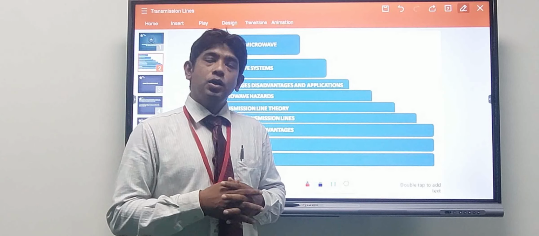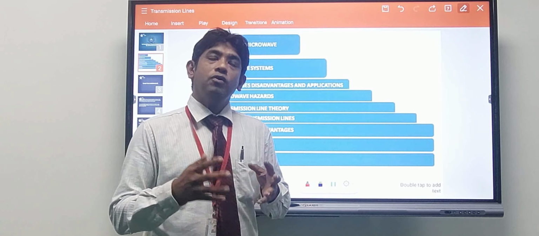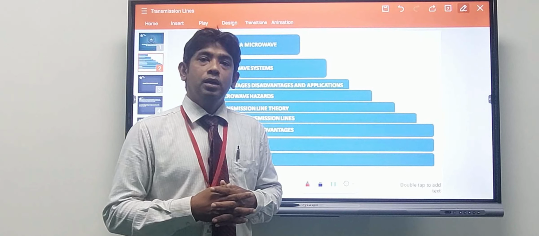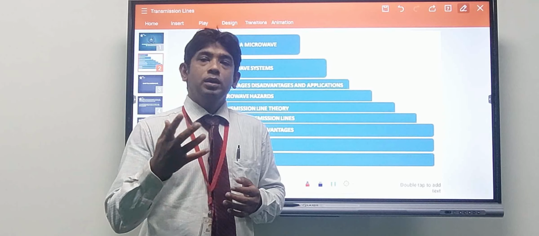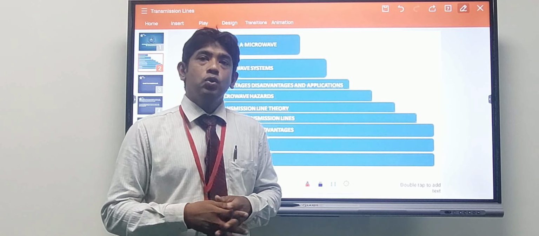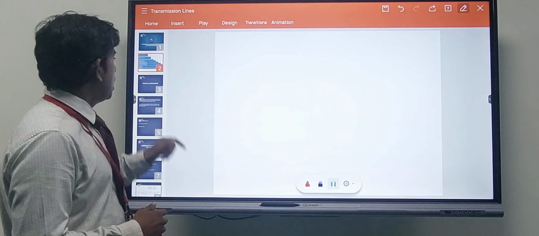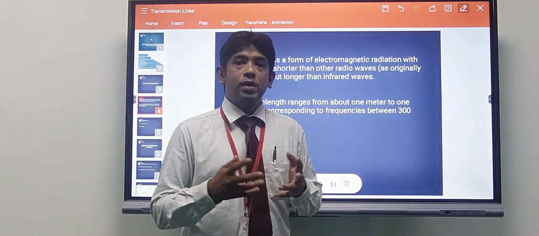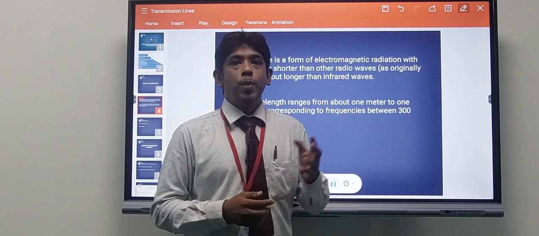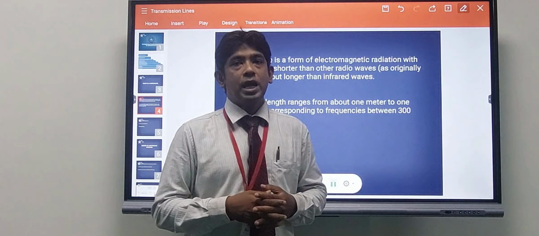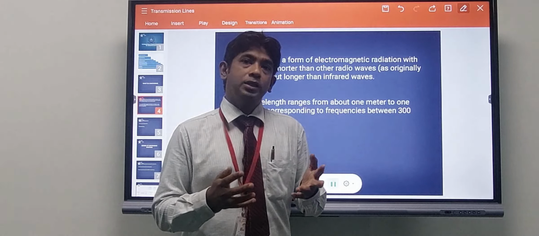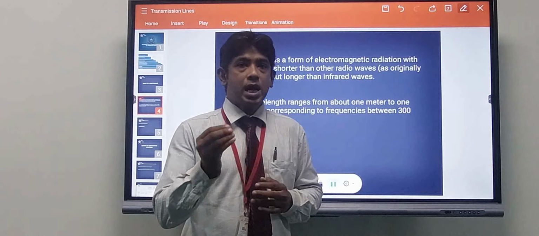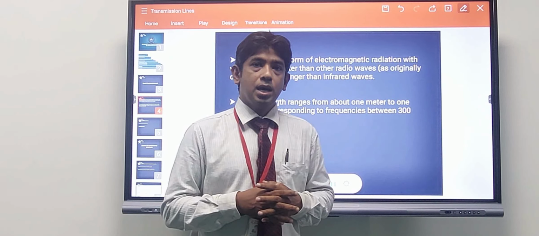Now we are looking at a subject which requires a lot of theoretical knowledge, and as we progress in the e-lecture, we can expect a little bit of theory mixed with numericals and derivations as well. So what is a microwave? A microwave is nothing but a form of electromagnetic radiation with wavelengths shorter than other radio waves, but longer than infrared waves. Its wavelength ranges from about 1 meter to 1 millimeter, corresponding to frequencies between 300 megahertz and 300 gigahertz.